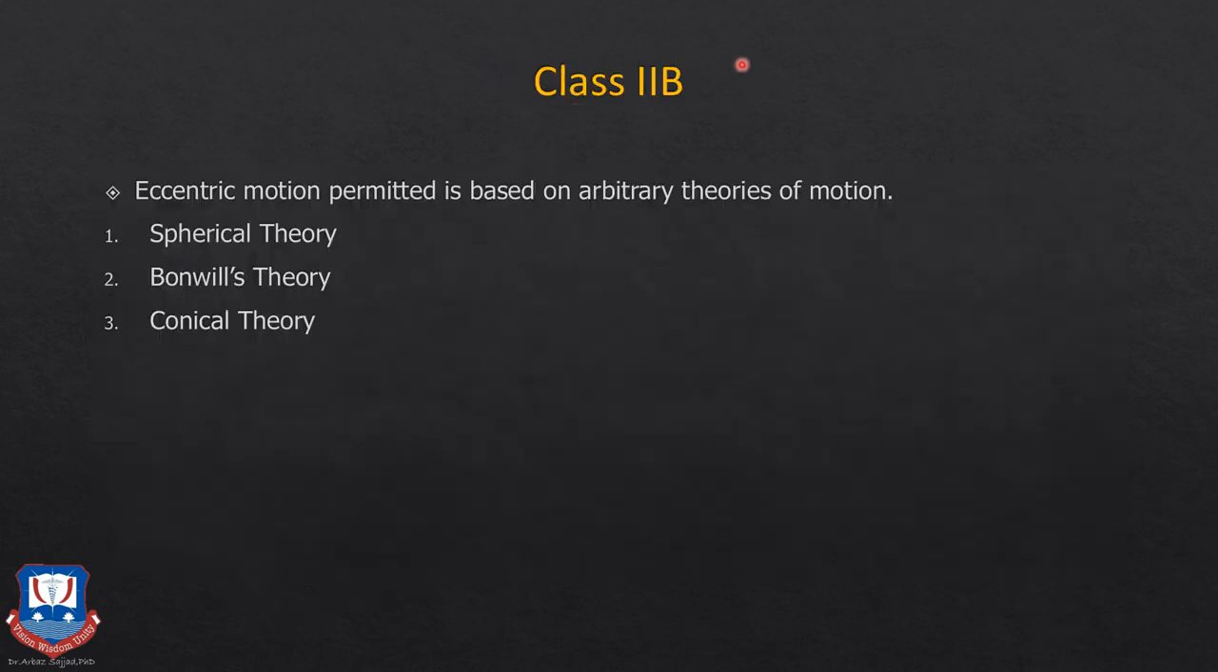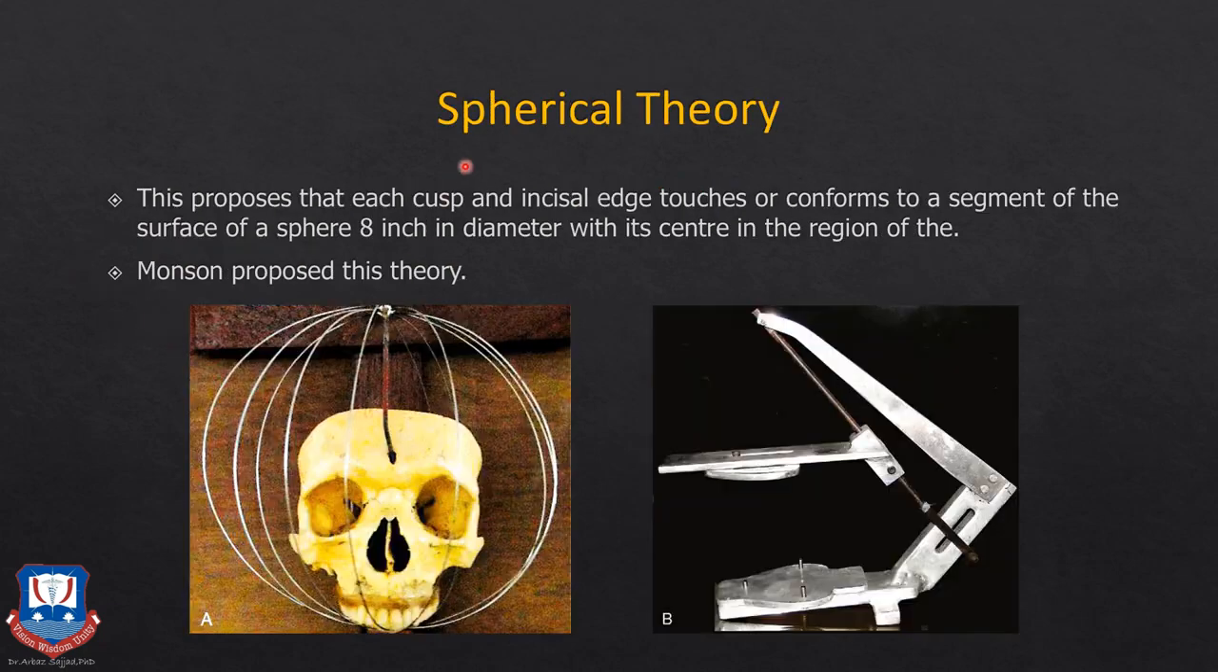And second is the class 2B articulator. These are also articulators that are able to express simple vertical and rotary motions. But these articulators are based on the principles of theories of motion, such as the spherical theory, Bonwill's theory, and conical theory. So the spherical theory. This theory was given by Monson.